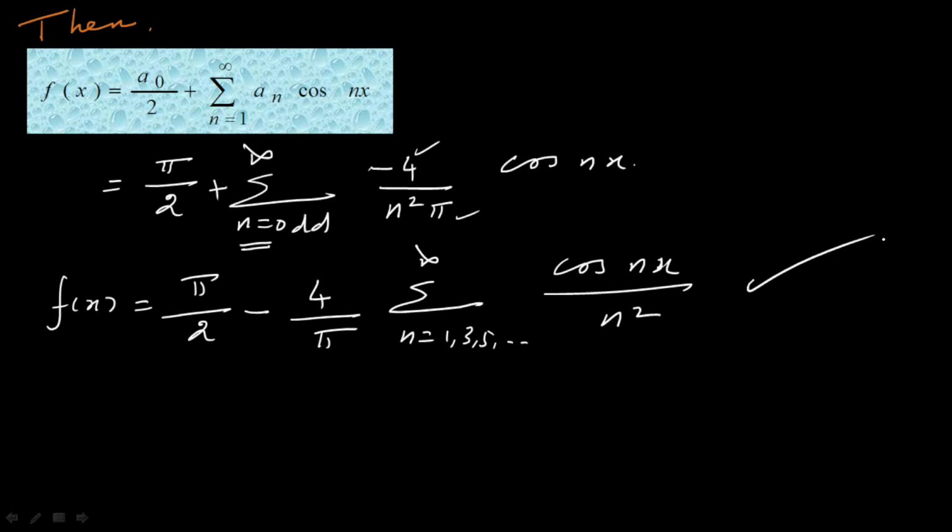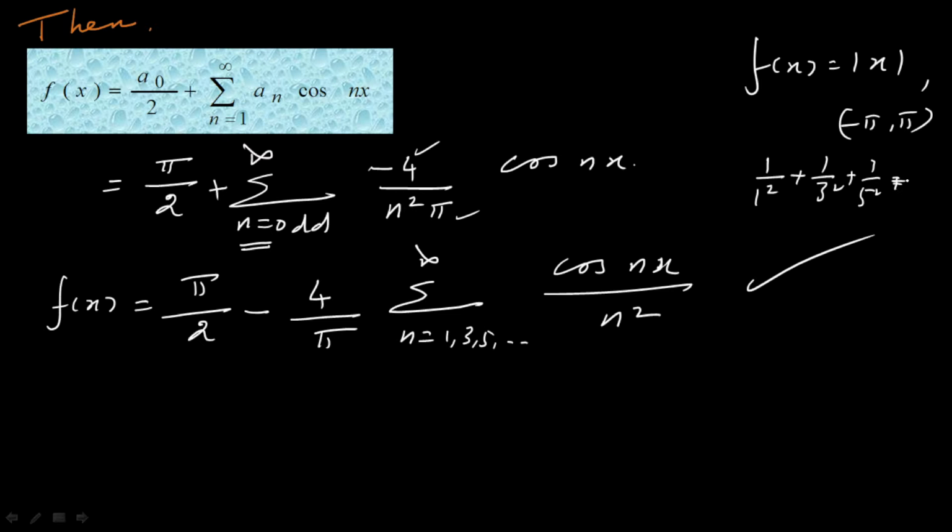So this is the Fourier series representation of the given function f of x is equal to mod x defined in the interval minus pi to pi, that is in an open interval. Next, we have to deduce a series given in the problem. That is, from this you have to deduce 1 by 1 square plus 1 by 3 square plus 1 by 5 square plus etc., that is equal to pi square by 8. This is what you are going to deduce from this series.